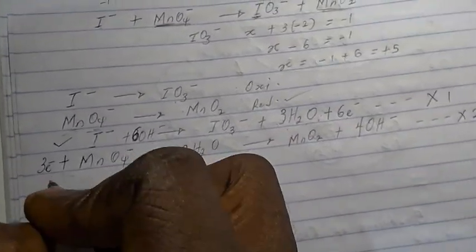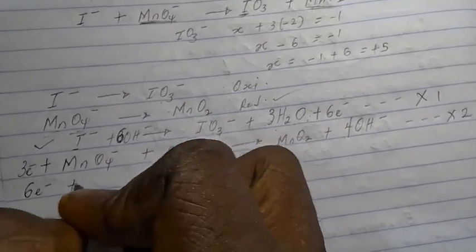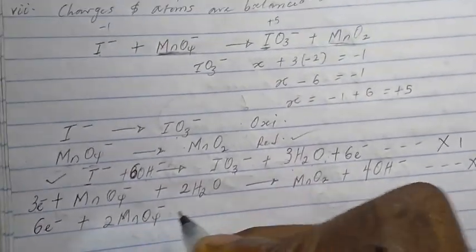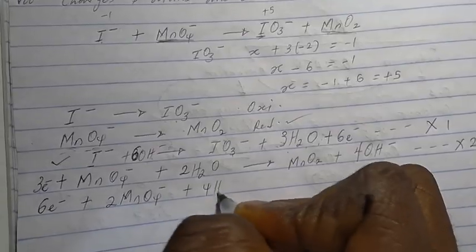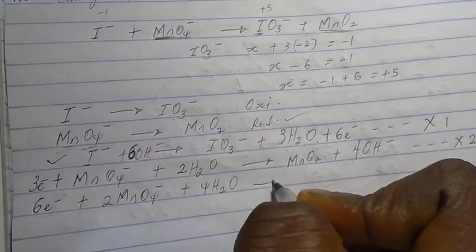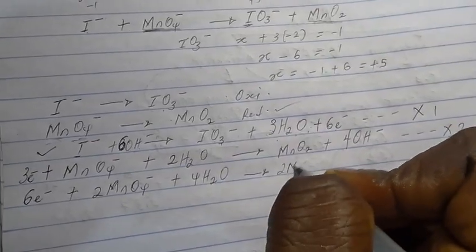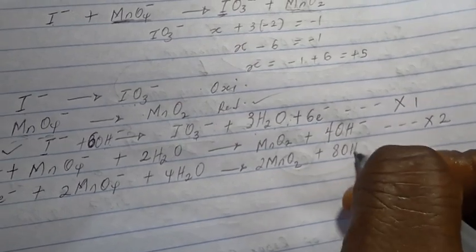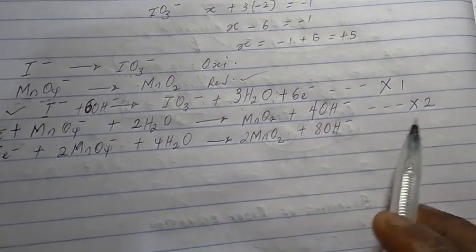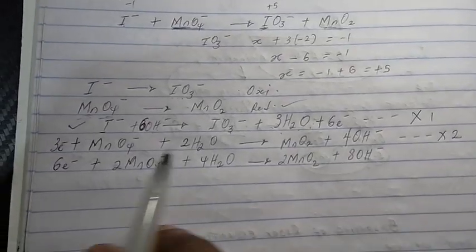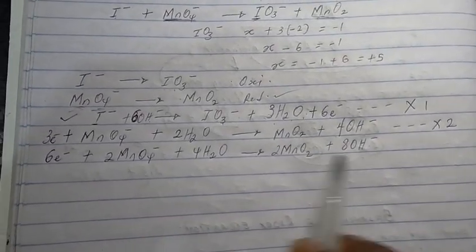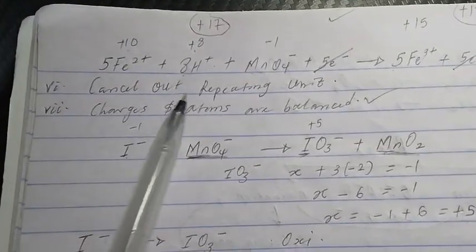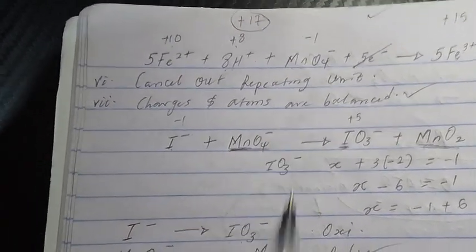So 2 times this will give me 6 electrons plus 2 MnO4 minus plus 4H2O to give 2 MnO2 plus 8OH minus. So that's what I've had there now. So multiplying this through by 2, this is what I eventually have. So now I have the same number of electrons. So we can now add them up together, then we cancel out the repeating units.